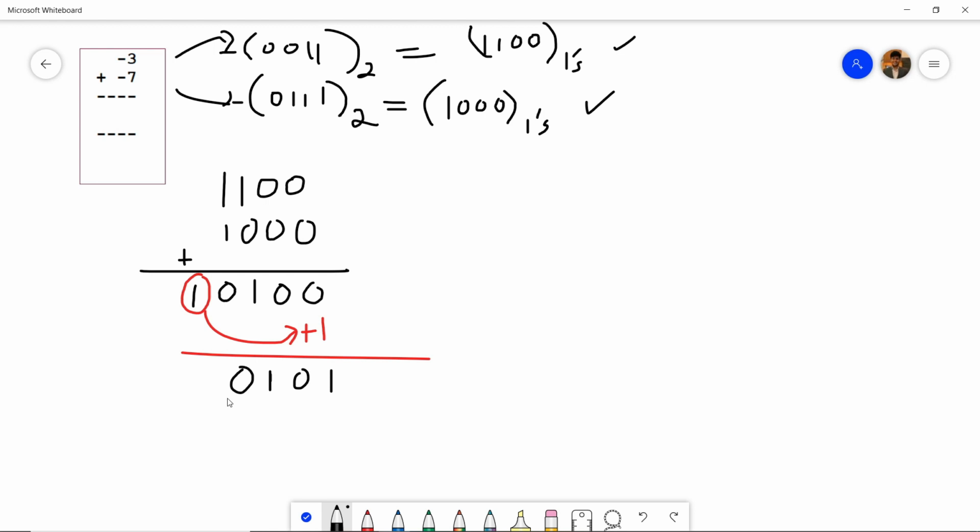Yes, there is actually an overflow here because I'm adding two negative numbers, as you can see, but in the answer I got a positive number because the MSB here is 0. So I can say there is definitely an overflow. If I had normally added minus 3 with minus 7, I would have gotten minus 10. But if you convert this positive 1's complement number to its decimal form, you will get minus 5. So minus 3 and minus 7 is definitely not minus 5. So this is an overflow and I'm getting an error. So let's check our answers.